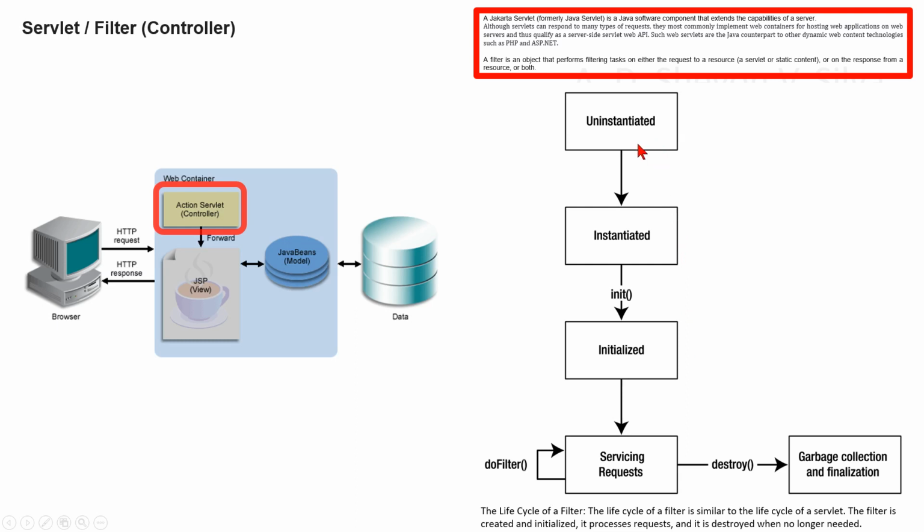Here the uninstantiated state is connected to instantiated. Instantiated is connected to initialized via init, and initialized is connected to servicing requests. Servicing requests is connected to itself via doFilter, and servicing requests is connected to garbage collection and finalization via destroy.